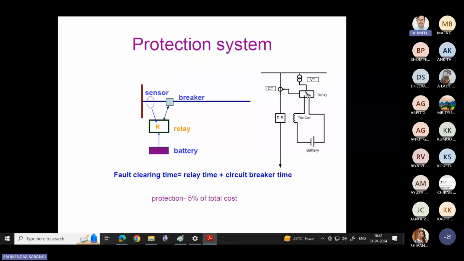If there is a fault, the relay contact will be closed, and due to the closing of the circuit, current will flow through this circuit. When the current flows through the circuit, this is the trip coil. The circuit breaker coil is energized, and the circuit breaker contacts will open. In a circuit breaker, we have two contacts: one fixed contact and one movable contact. When the trip coil is energized, it will be energized, right?